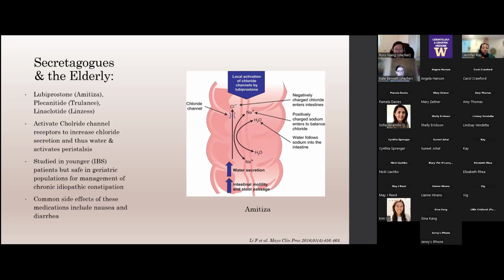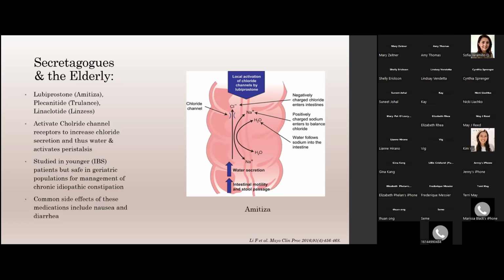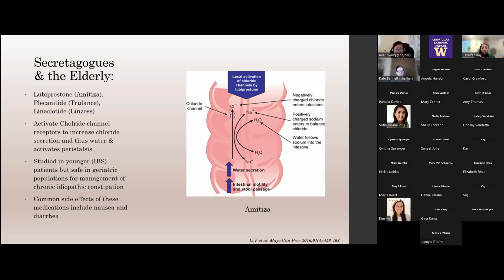It's mainly studied in younger populations for irritable bowel syndrome. These are your drugs for IBS and also for chronic idiopathic constipation, but they're safe in the elderly. I do these a lot. Of these medications, I typically start with Amitiza. It's a twice a day medication. The most common side effects are nausea and diarrhea. So of these medications, Amitiza is the gentlest one, I would say.